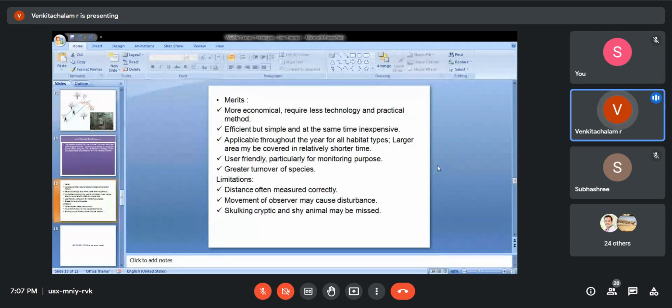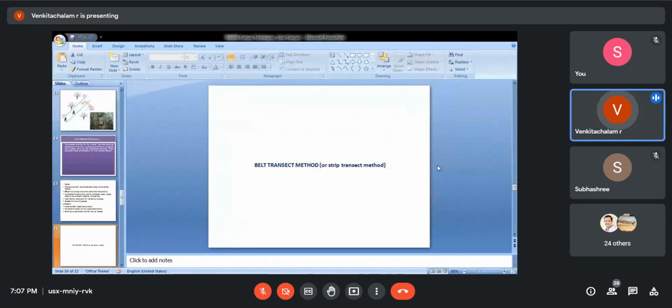And there are some limitations also. Distance is often not measured correctly. Movement of the observer may cause disturbance. For that case, we have to move silently along the transect line, and skulking and shy animals may be missed. So we have to be very cautious of these kinds of things.